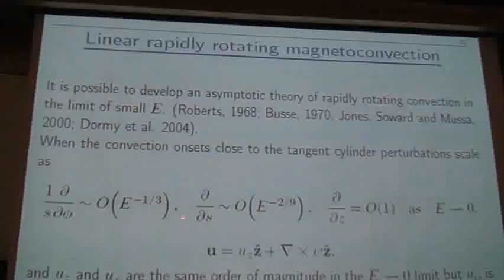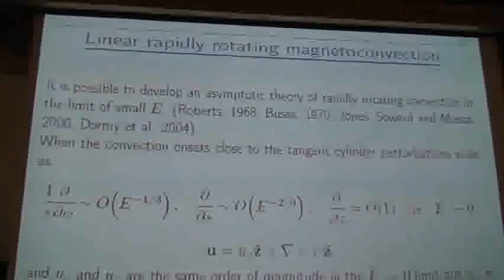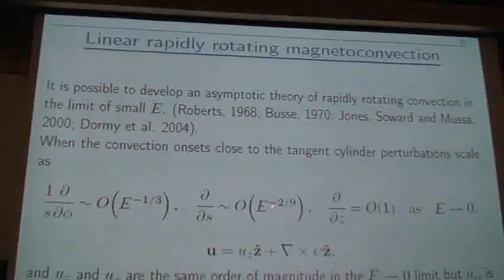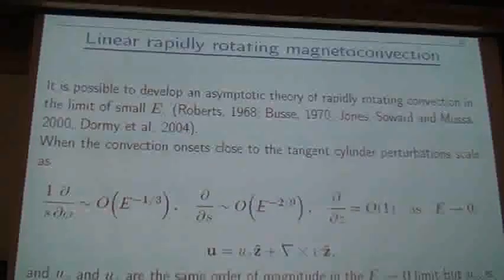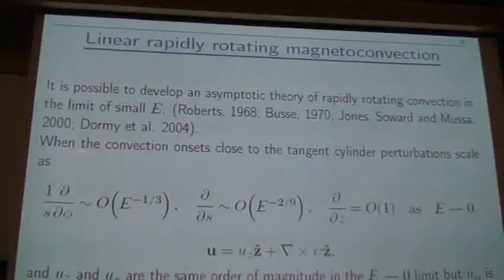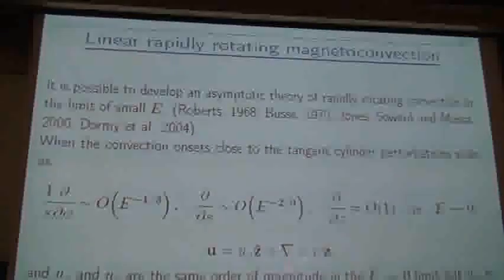Because of the S structure, the variation in S is large, but it's not quite as large as it is in the phi direction. So there's a slight asymmetry between the length scales in the S direction and the phi direction for the convection onsets close to the tangent cylinder. But both of them are still very large compared to the Z dependence, which of course, as always, is weak.